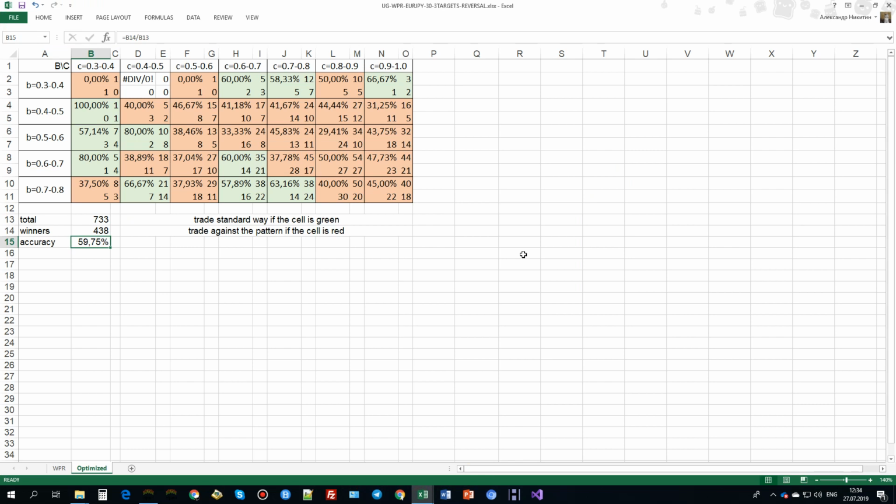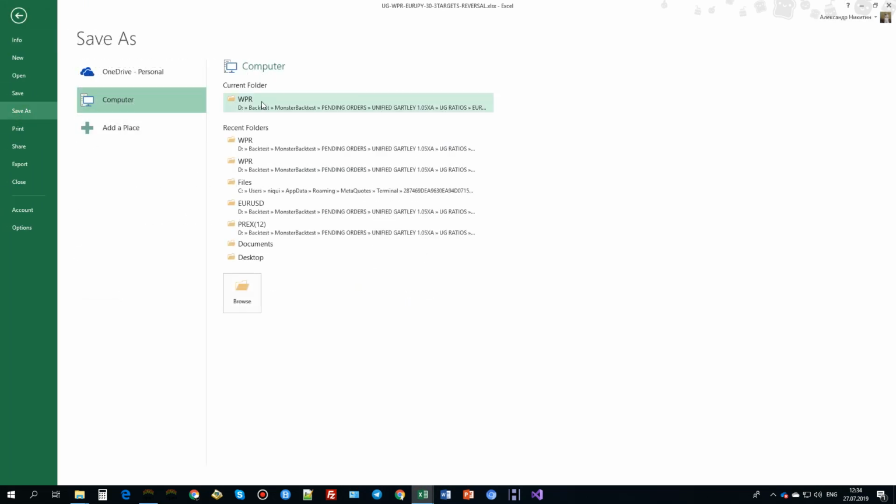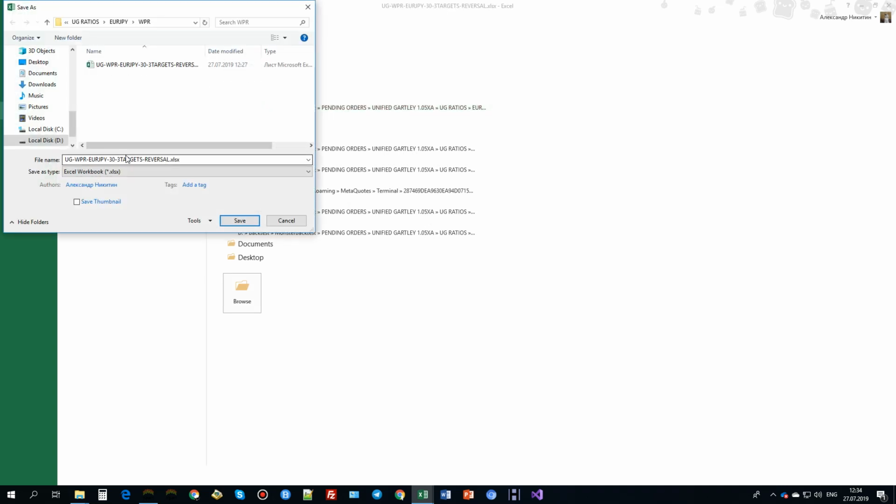Okay, so this one is ready, and I should name it, save it as William% range, and it should be not 3 targets but only take profit 1. So these are take profit 1 results.